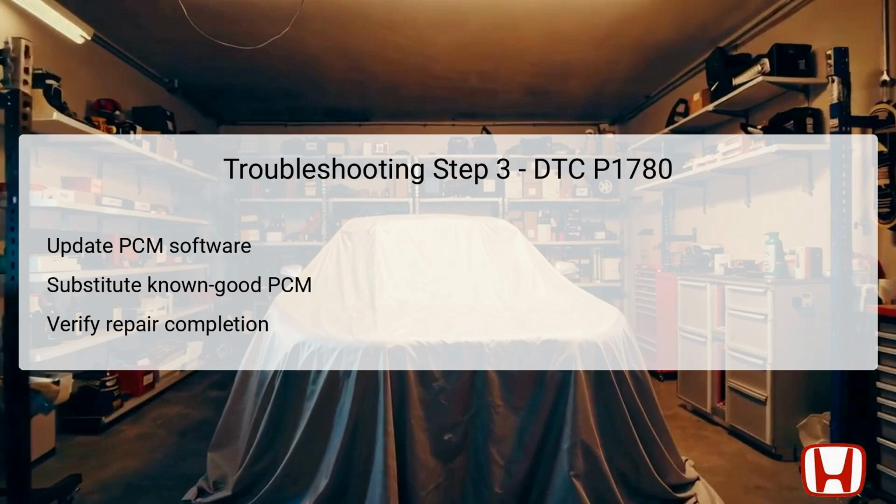Verify if the powertrain control module, PCM, holds the latest software version. If it does not, an update is necessary to rectify any software-related issues affecting transmission performance. Following the software update, if problems persist, substituting the PCM with a known good unit is recommended. This helps eliminate the possibility of a malfunctioning PCM being the root of the issue.